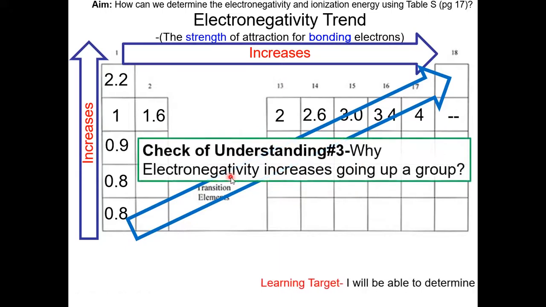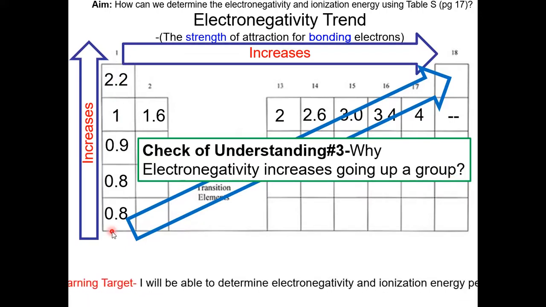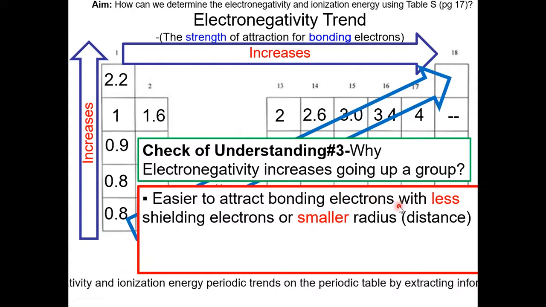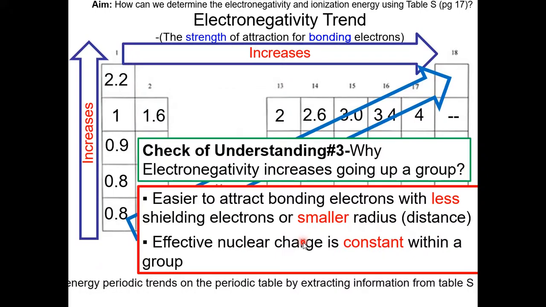The question is, why does electronegativity increase going up a group? You should know by now the effective nuclear charge is constant within a group, so that means the shielding is going to play a major role here. As you go up a group, the shielding decreases because the atoms get smaller. There's less inner electrons, so there's less competition for the nucleus. So it's easier to attract bonding electrons with less shielding electrons or a smaller radius. The effective nuclear charge is constant within a group.